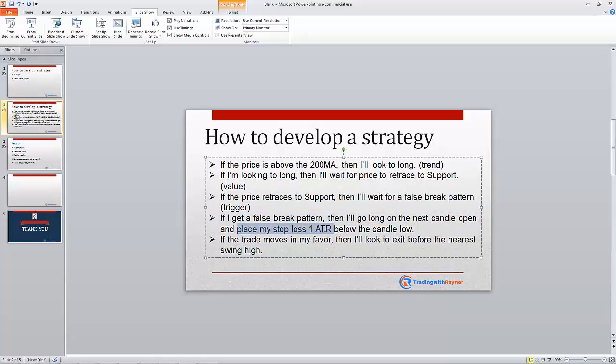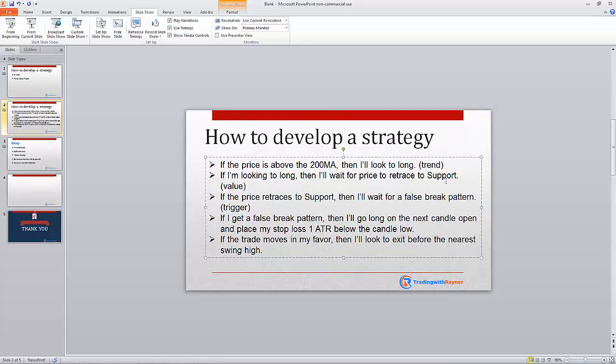Your stop loss, maybe you don't want to place it 1 ATR below the low. Maybe you just want to put it directly below the low. I wouldn't really suggest that. I would say at least 1 ATR to give it enough buffer, but that is just me. And if the trade moves in my favor, you can maybe look to take half at the nearest swing high and look to ride the remaining half. So you can see that there are really a lot of changes that you can make to this simple framework.